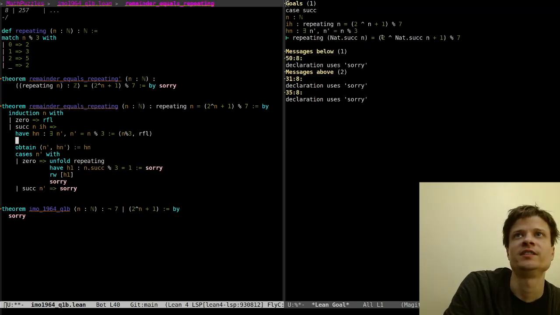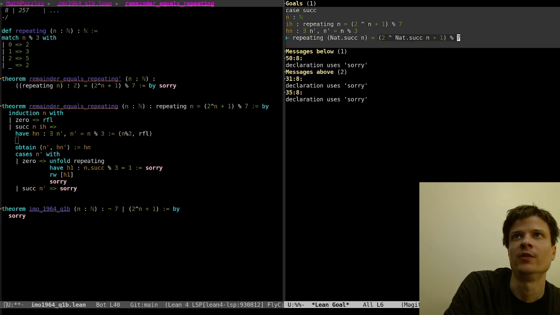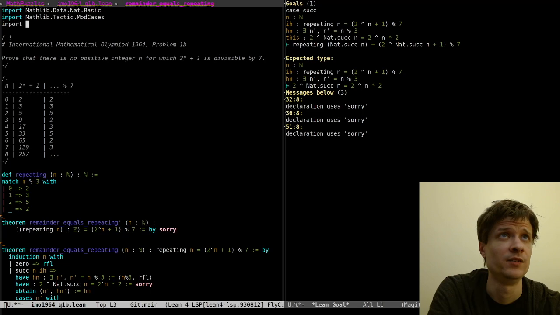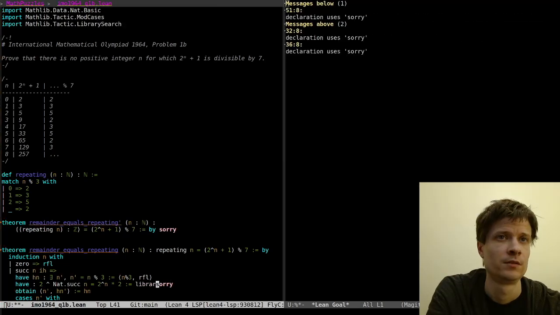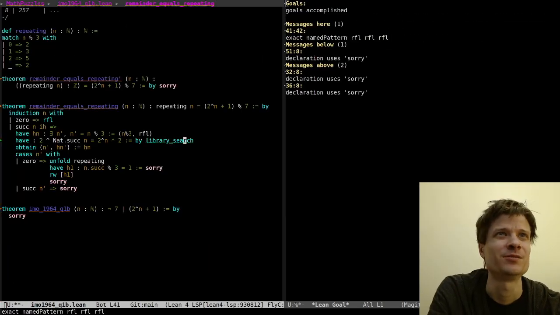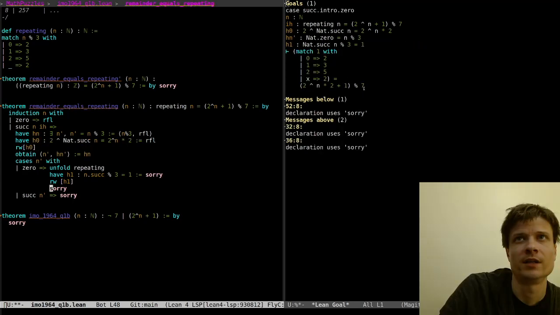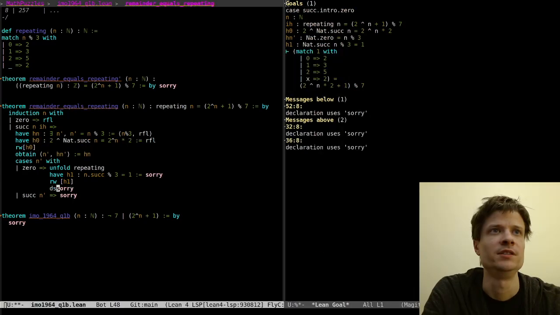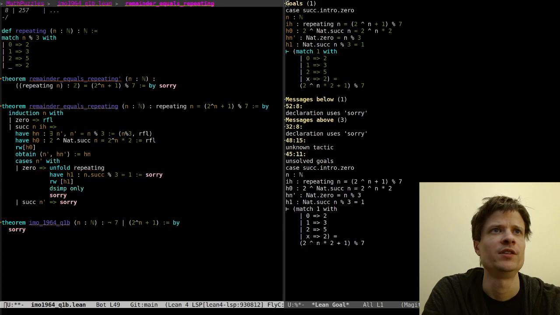For all these cases, we're going to want to sort of do the same thing on this exponent. We're going to want to pull out a factor of 2. Okay, let's give ourselves a library search. Oh, it's just refl. I can definitely simplify this. dsimp only. Definitional simplification. Nice.